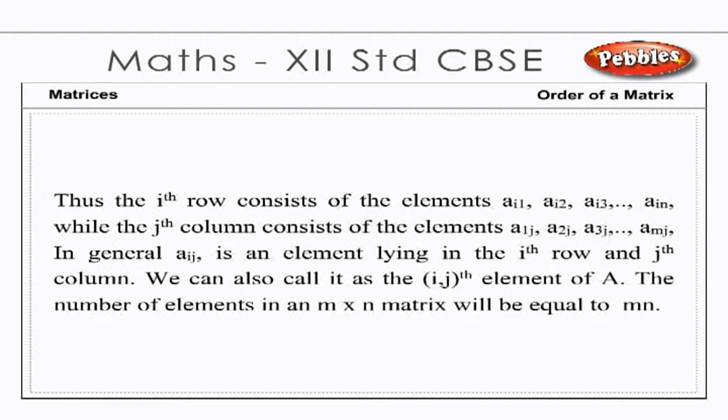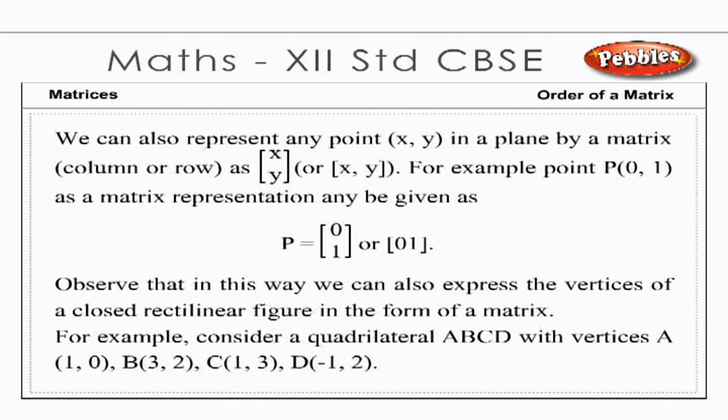In general, aij is an element lying in the ith row and jth column. We can also call it the i, jth element of A. The number of elements in an m × n matrix will be equal to mn. We can also represent any point (x, y) in a plane by a matrix column or row as [x, y]. For example, point P(0, 1) as a matrix representation may be given as P = [0, 1].